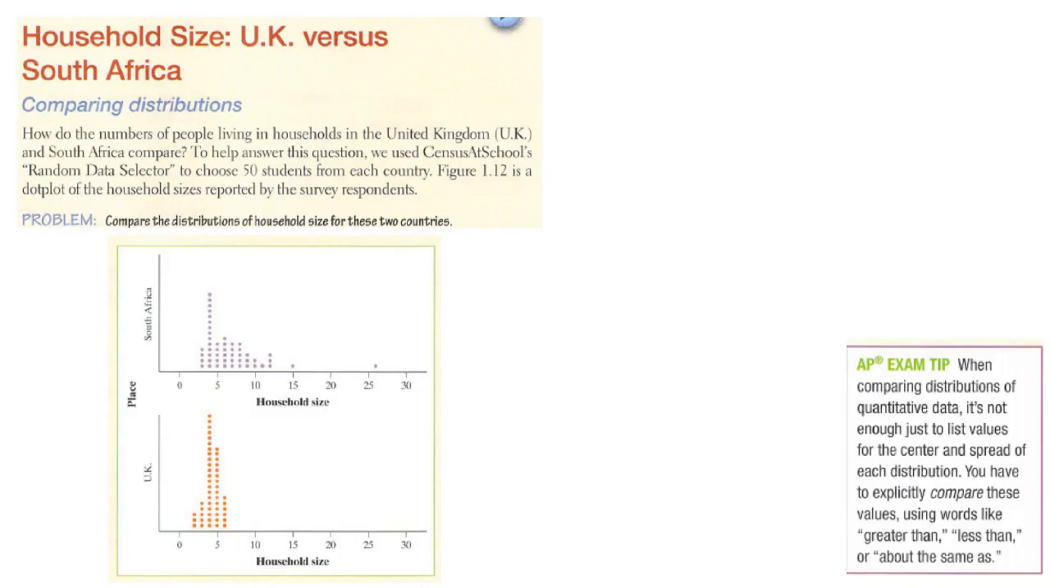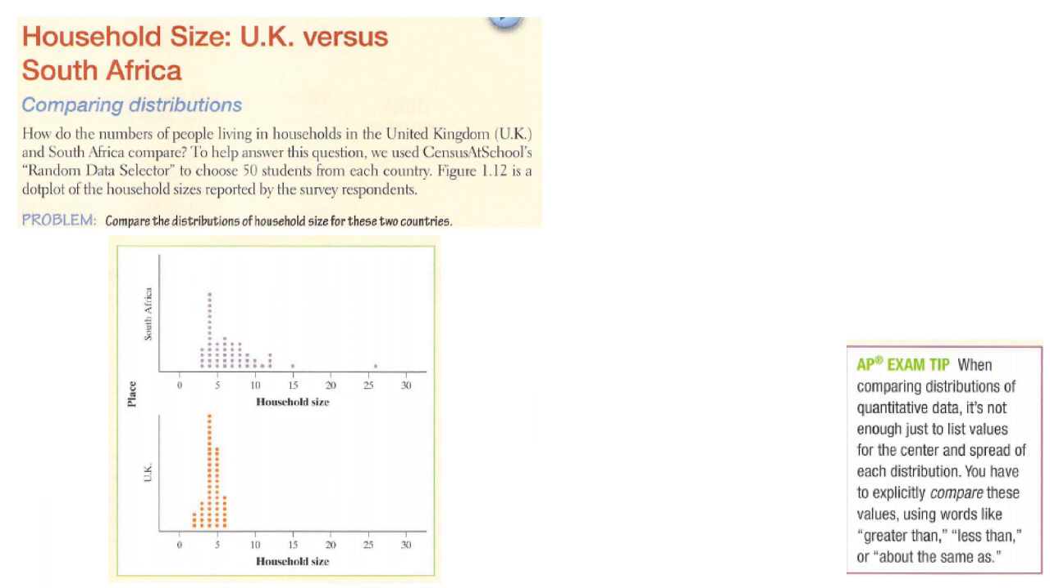Okay, so let's look at an example here where we're going to compare distributions from two different sets of data. How do the numbers of people living in households in the United Kingdom and South Africa compare? To help answer this question, we use Census at Schools random data selector to choose 50 students from each country. Figure 1.12 is a dot plot of the household sizes reported by the survey respondents.